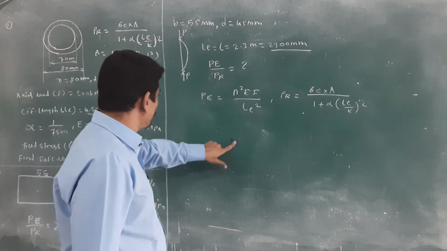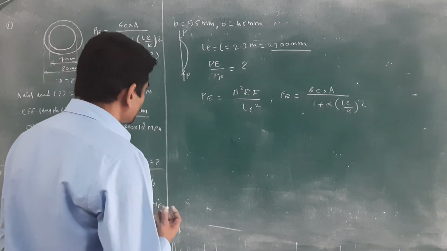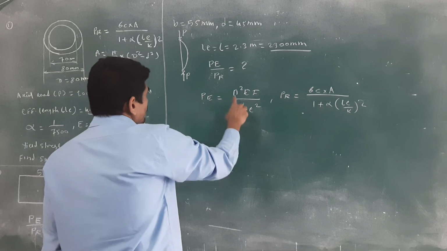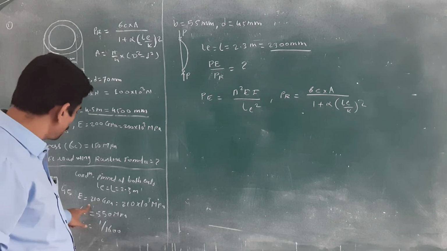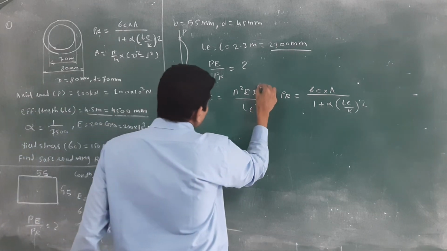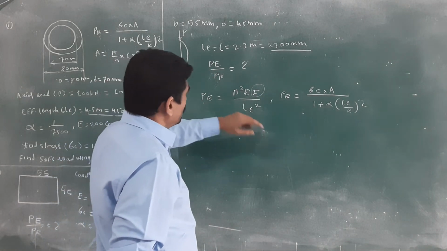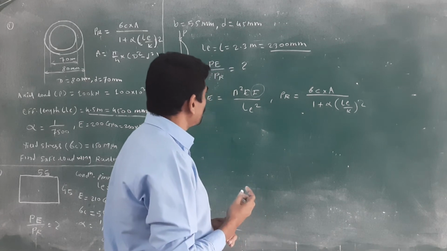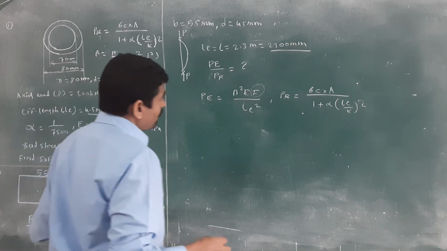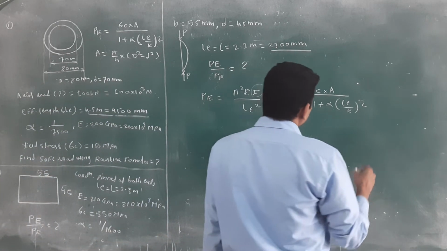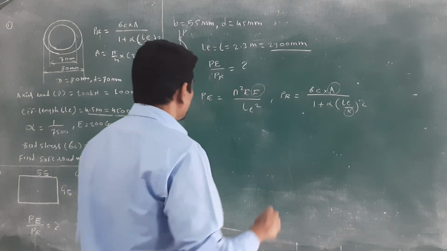Then see which values we have and which values we want to calculate. In the first equation, the E value is given, but we don't know the I value. We want to calculate the I value. LE is also given. Then in the second equation, check which values we have. Sigma C is given. Alpha is also given. We want to calculate the K value and the area value. We will calculate one by one.